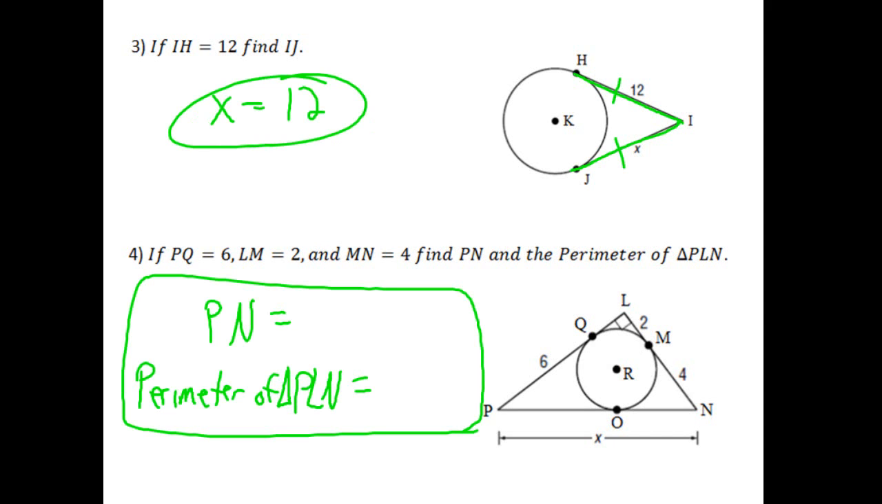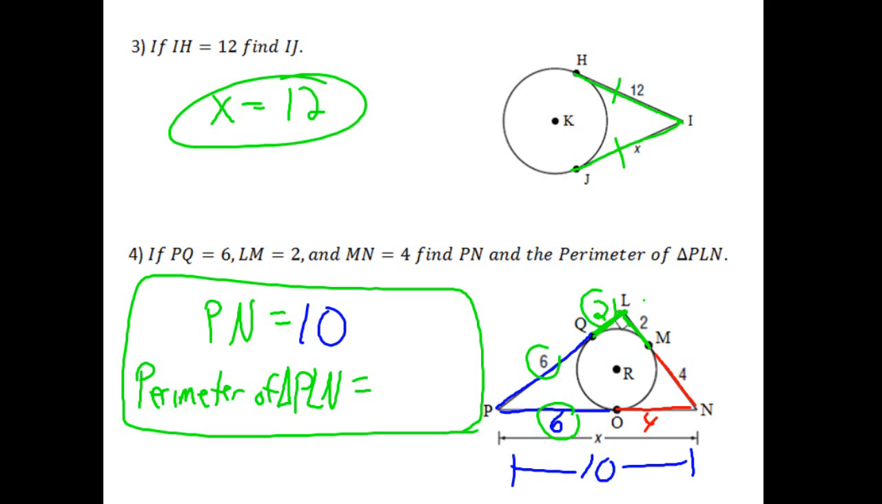Well, just like the last problem, any 2 tangents from the same common exterior point are congruent to each other. So if MN is 4, then I know NO is 4 as well. And if PQ is 6, I know PO is also 6, making the length of PN down here 10 when I add the 4 and the 6 together. And what's the perimeter? Well, I just have one more piece to figure out here. If LM is 2, then LQ has to be 2 because they're both tangent to the circle and coming from point L. Now to get the perimeter, I just have to add up all my parts. 6 plus 6 plus 2 plus 2 plus 4 plus 4, all add up to 24.